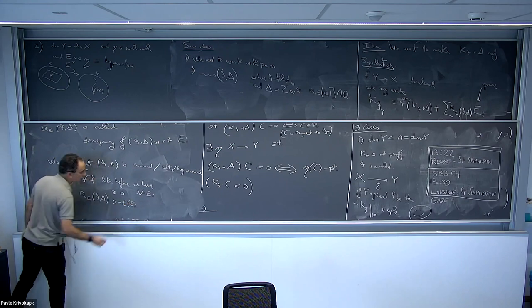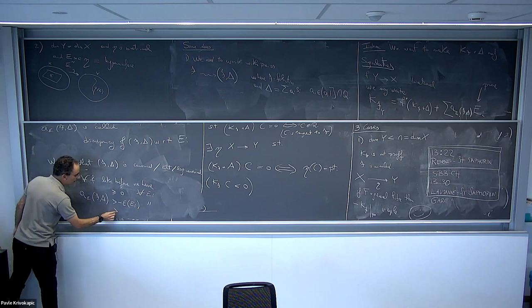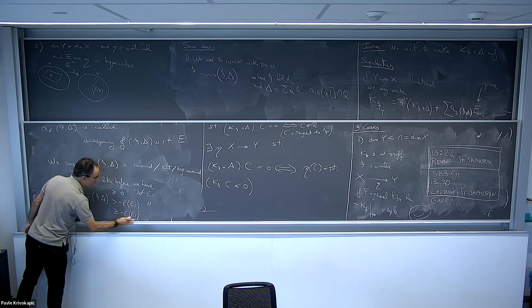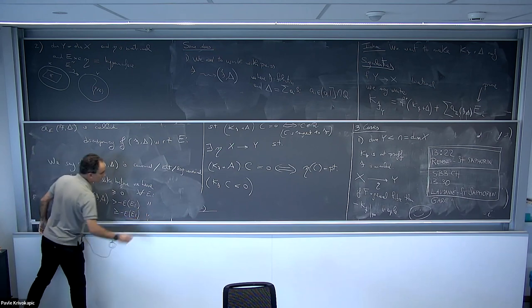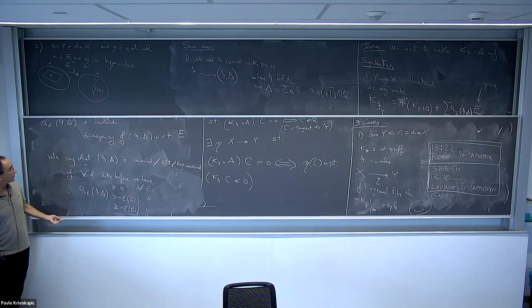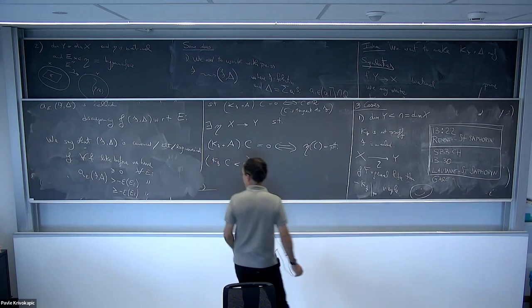I will remind you what this is. Again, for any i. And the third one is greater or equal than minus epsilon, where I'm assuming that E_i ranges over all the possible divisors over X. So let me remind you what this number is. Callum already defined it.